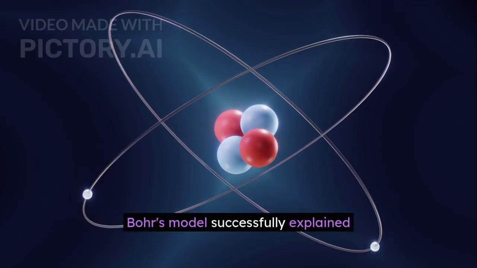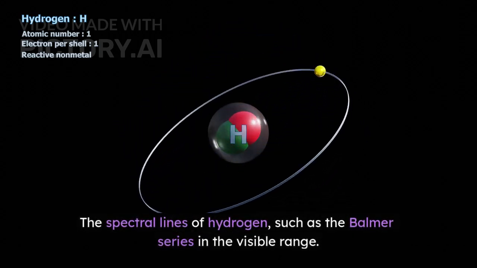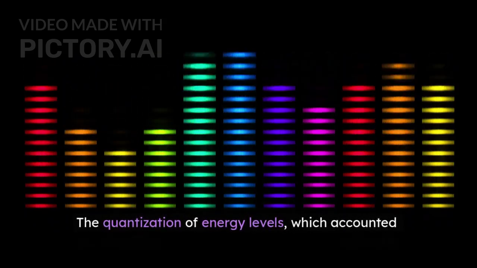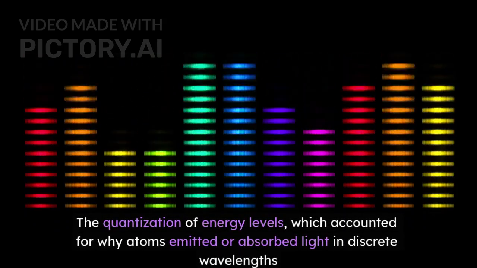Bohr's model successfully explained the spectral lines of hydrogen, such as the Balmer series in the visible range. The quantization of energy levels accounted for why atoms emitted or absorbed light in discrete wavelengths.